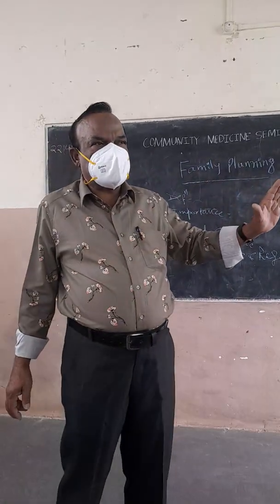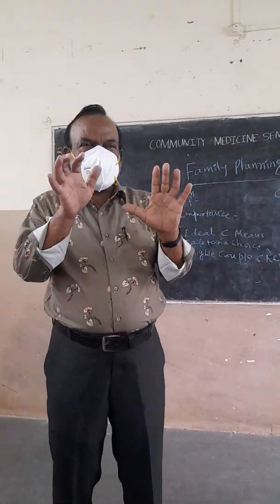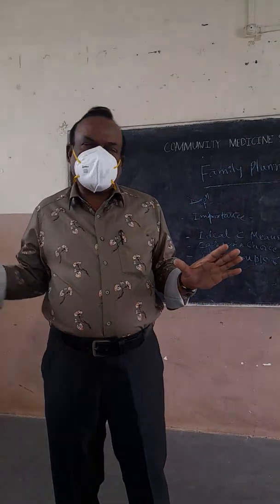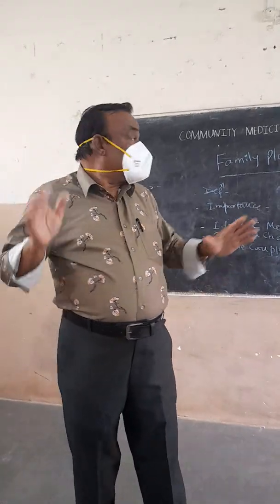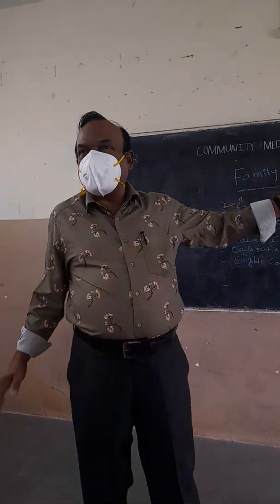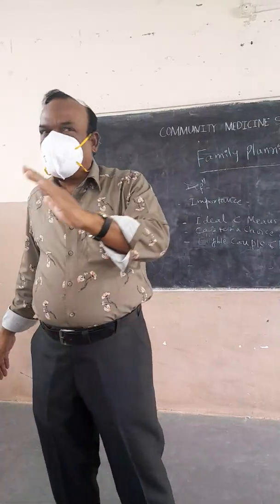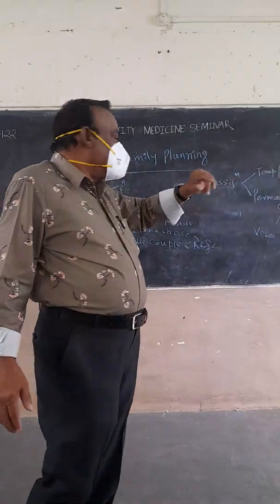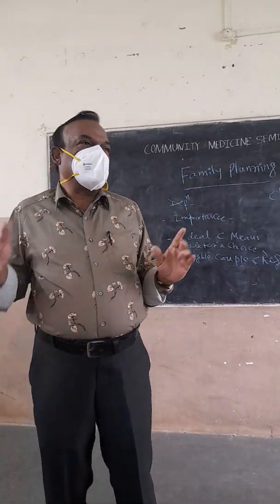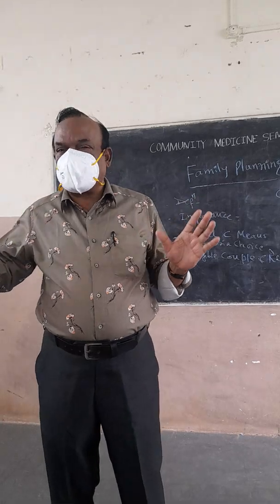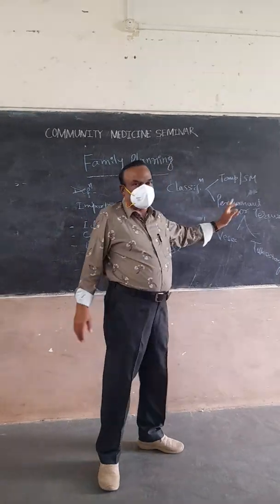Temporary or spacing method means when you use those contraceptive methods, the female cannot become pregnant, or the male is unable to produce a child. So those are called temporary or spacing methods. Once you stop the use of a temporary method, the female can conceive. Permanent or terminal method means once you adopt this method, the couple is unable to produce a child. So today I will discuss the permanent method of contraception.